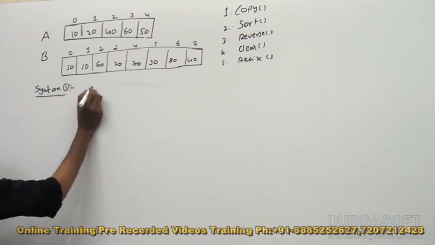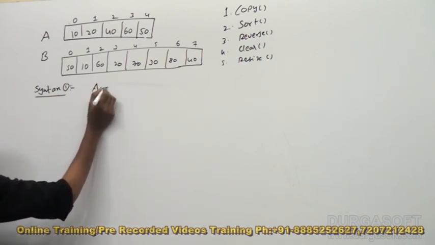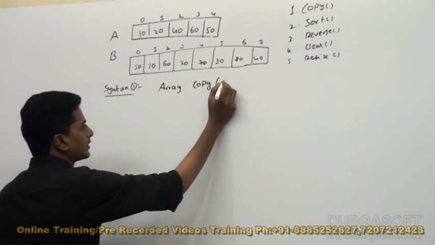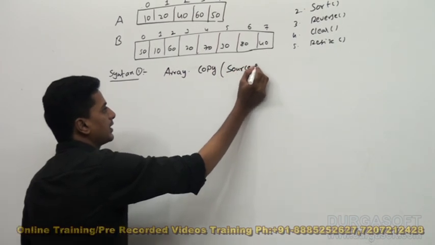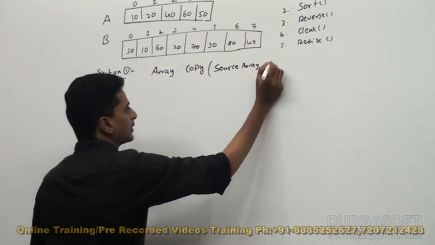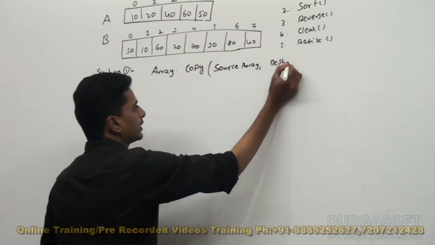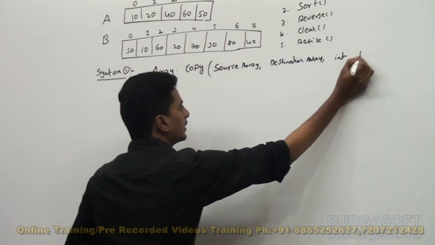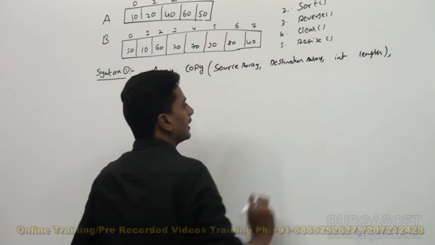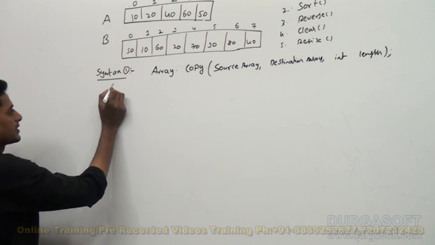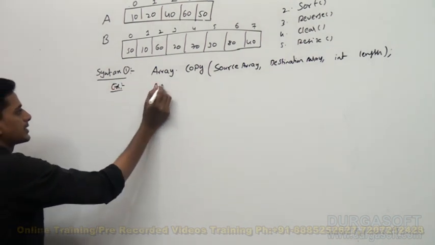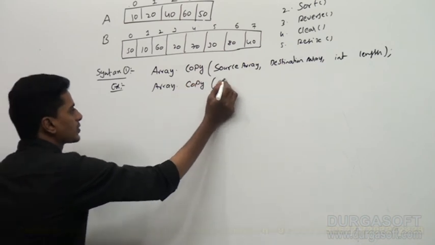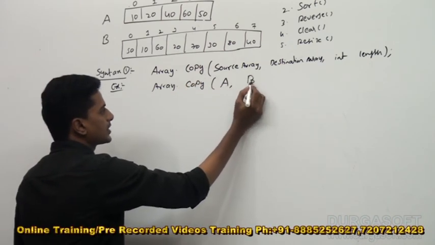Syntax 1: Array is a class, Copy is a method, and here I am taking the source array, destination array, int length. That means, for example, Array is a class, dot Copy is a method, the source array is a, and the destination array is b.